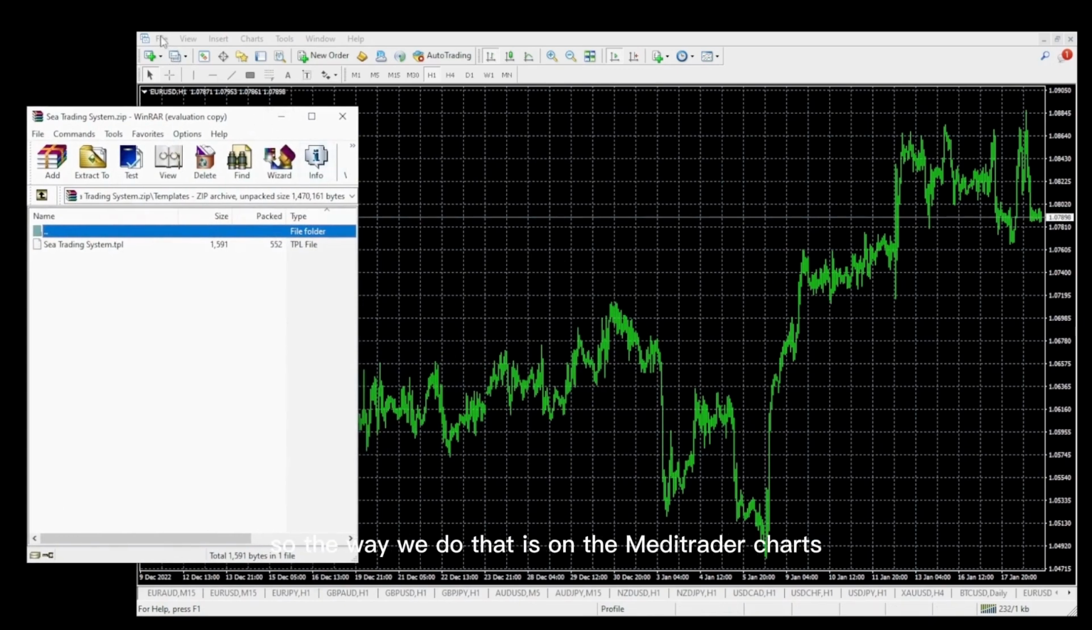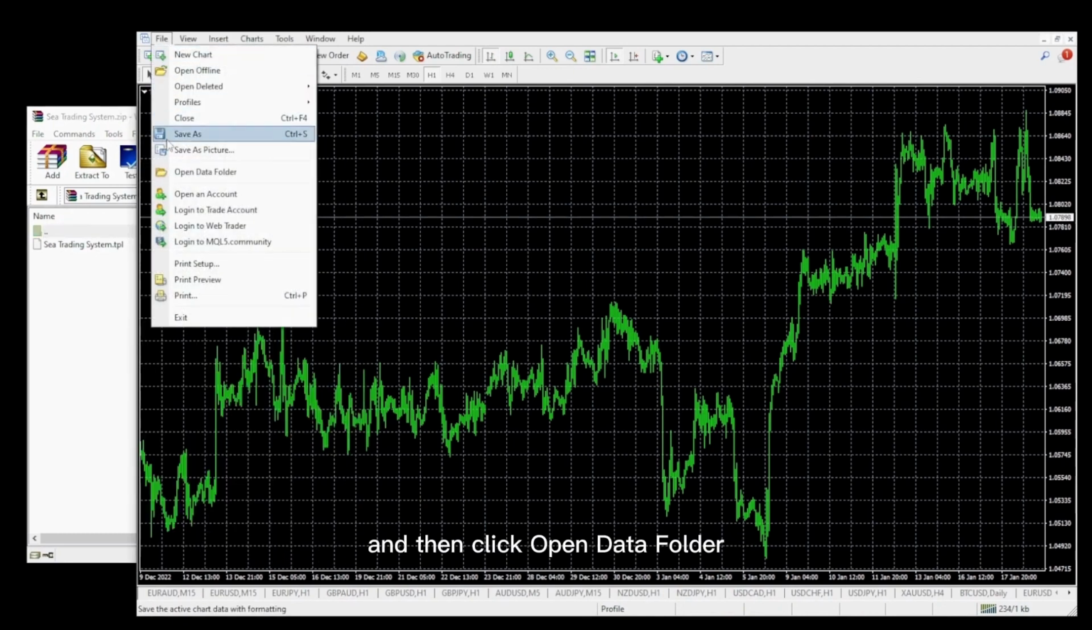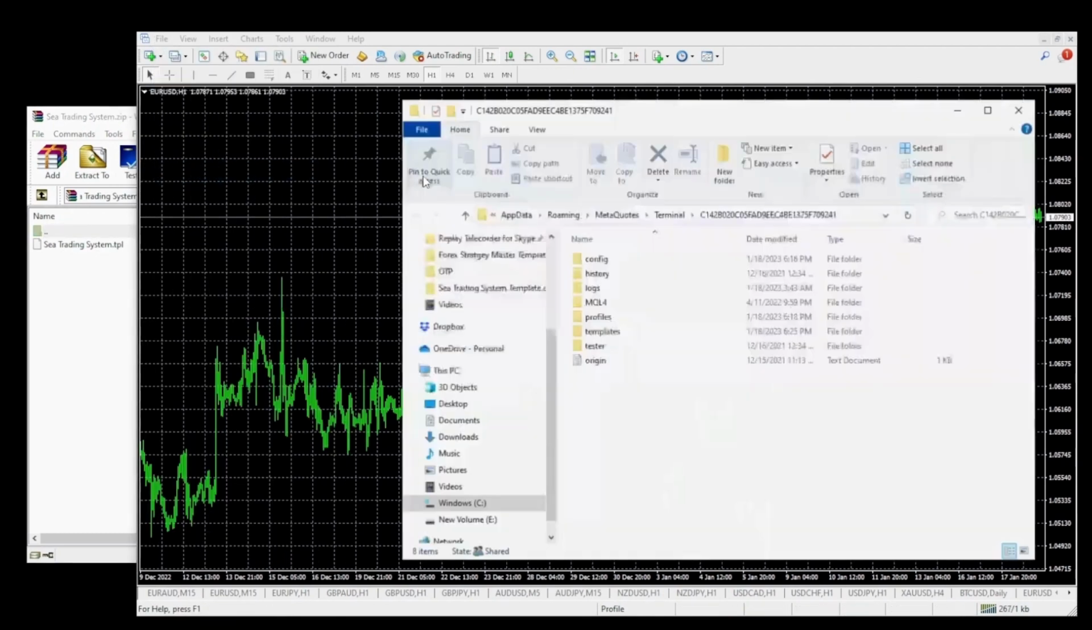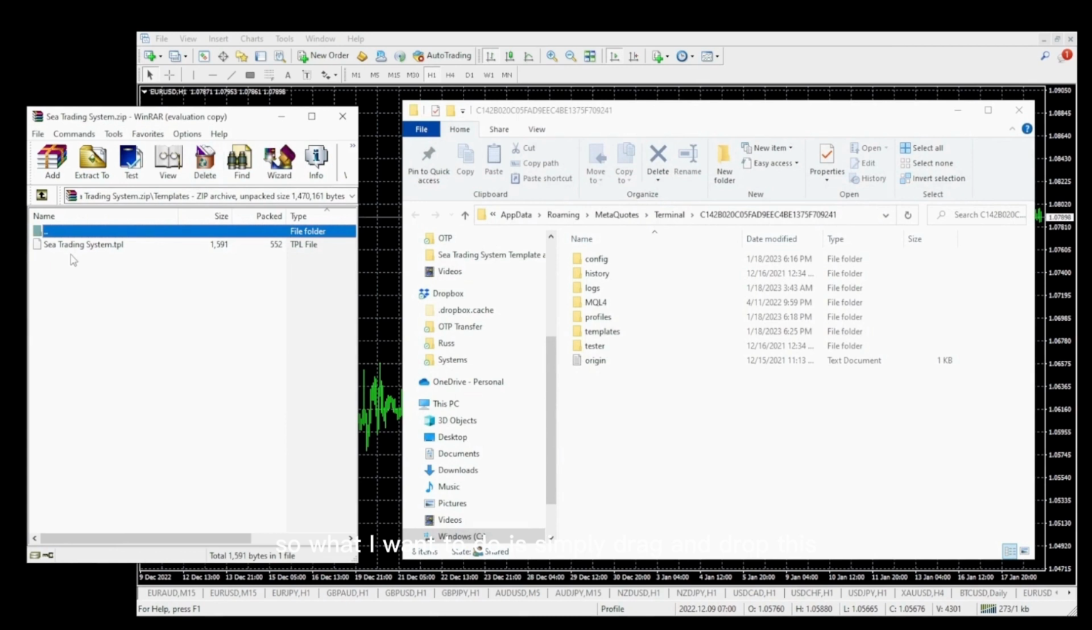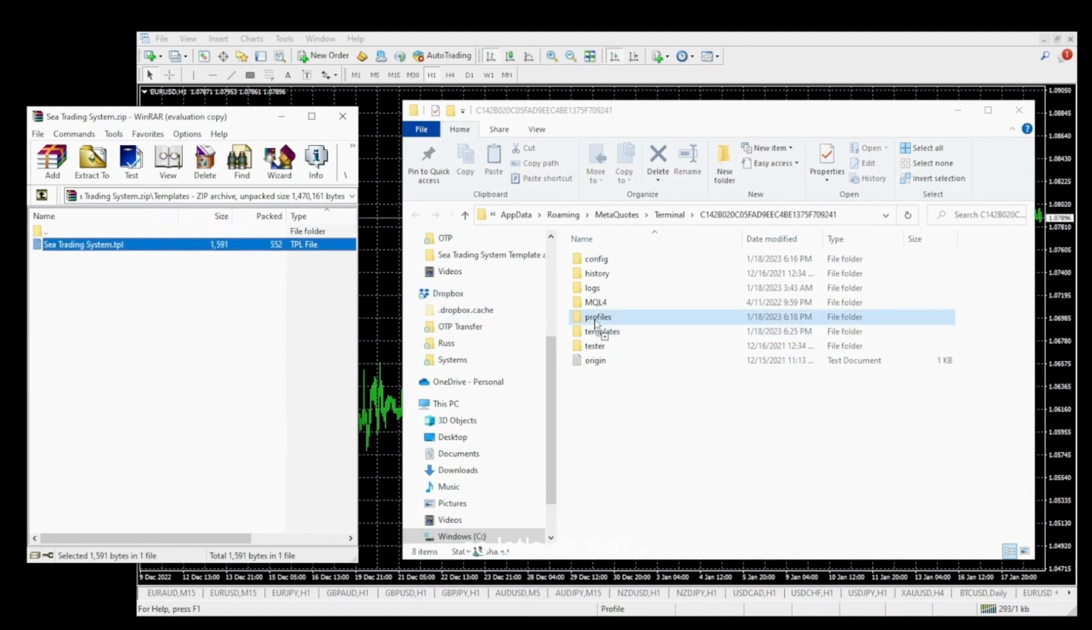So the way we do that is on the MetaTrader charts, click File in the upper left-hand corner, and then click Open Data Folder. And it's going to open the folder where all of the MetaTrader files are kept. So what I want to do is simply drag and drop this TPL file into this MetaTrader templates file folder. So let's do that. Click and drag it into that templates.